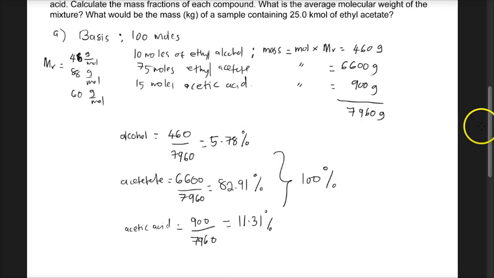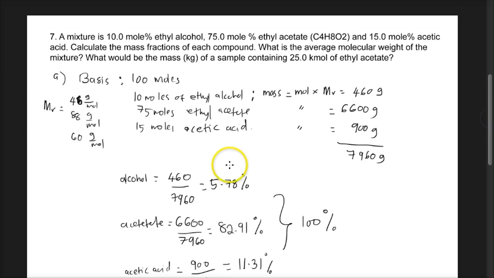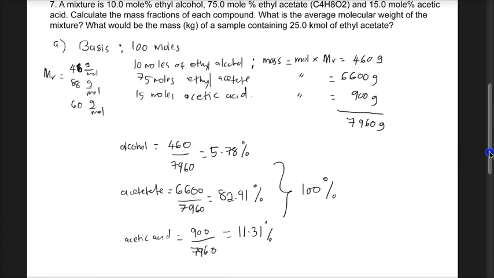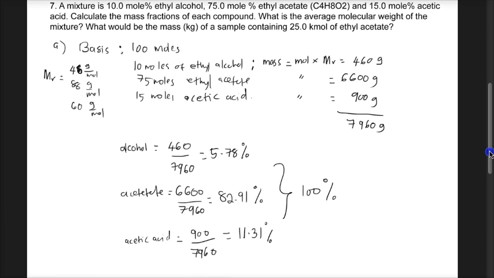So converting 10% mole of ethyl alcohol, we'll get only 5.78 weight percent of alcohol in the total mixture, and for acetate from 75% you get 82.9, and for acetic acid from 15 you get 11.3%. So that's percentage by weight.